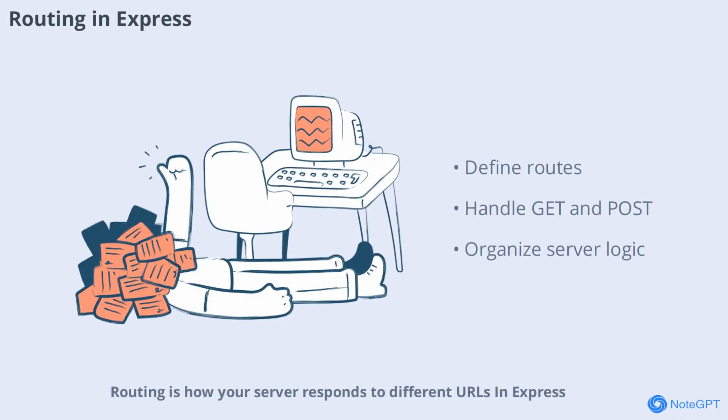Routing is how your server responds to different URLs. In Express, you define routes using app.get, app.post, and other methods. Each route specifies a path and a callback function to handle requests. This makes it easy to organize your application and respond to various client actions such as form submissions or API calls.